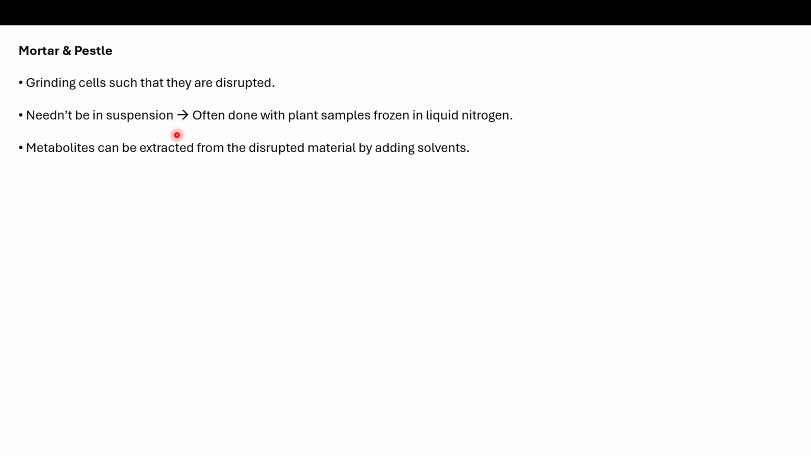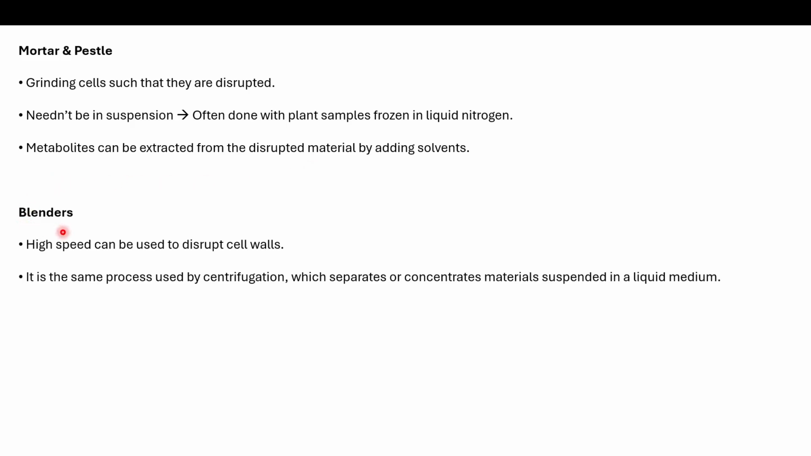So that is what is written here, that for mortar and pestle disruption, the cells needn't be in suspension. It is often done with samples; it can be fungal samples as well, but mostly it is done with plant samples. It is frozen in liquid nitrogen. Otherwise, it's very difficult for the tough and robust cell wall of the plant cells to break open. And metabolites can be extracted from the disrupted material by adding different kinds of solvents. Whatever is the appropriate solvent or buffer of your interest, you can add that and then extract your product of interest.